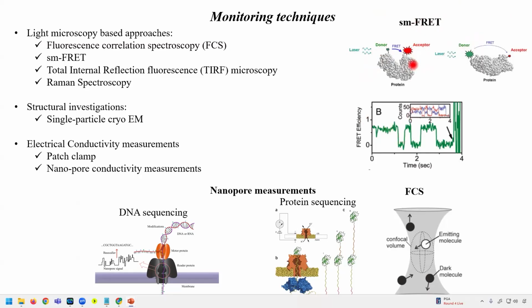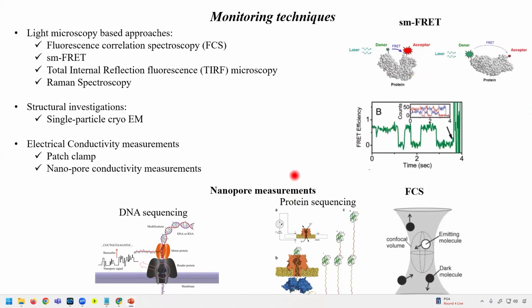So basically, if they are close or far, the energy transfer efficiency will be different. For a single molecule, you can monitor the changes in the conformation. Suppose you have an acceptor here and a donor here, there is an energy transfer. Now if the distance increases, the energy transfer efficiency decreases. So by monitoring the energy transfer of a single molecule, you can predict the changes in the conformation of the molecule. This is called single molecule FRET, which is another single molecule fluorescence technique.